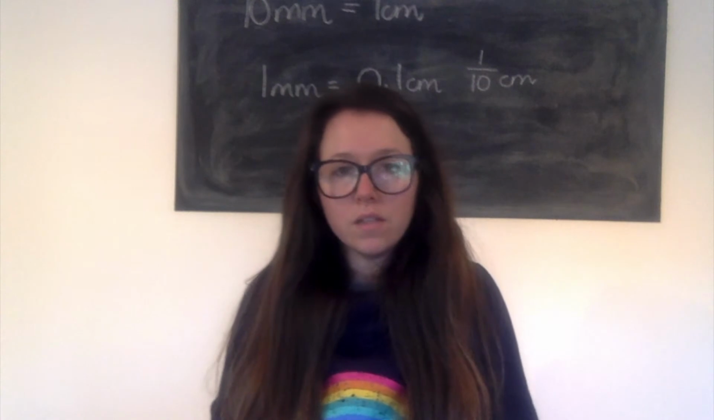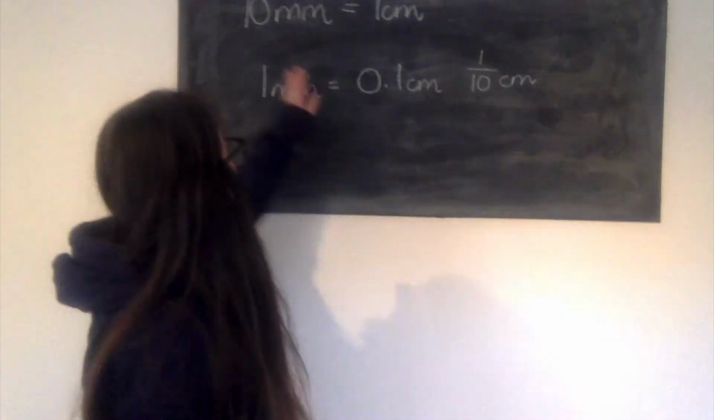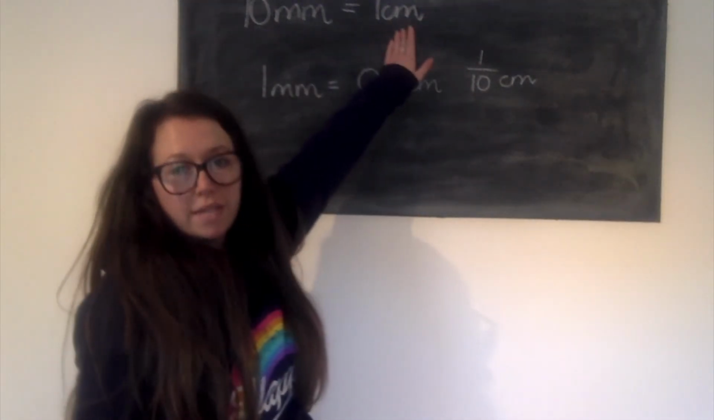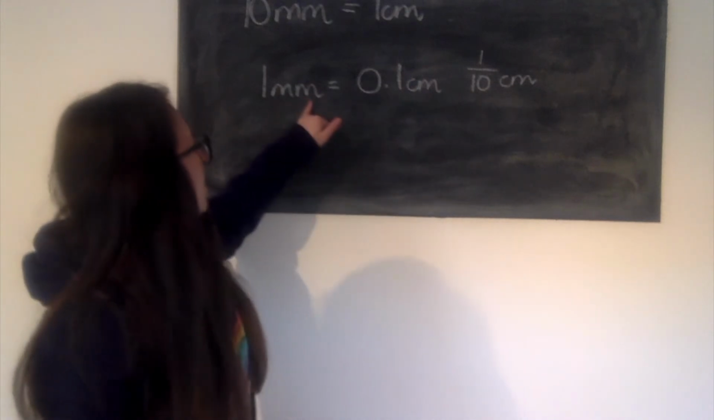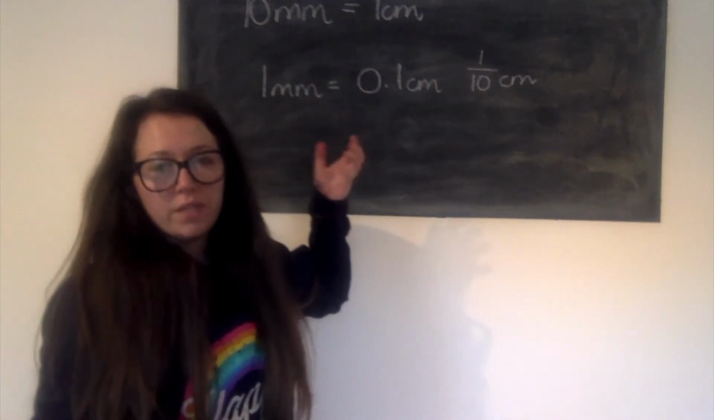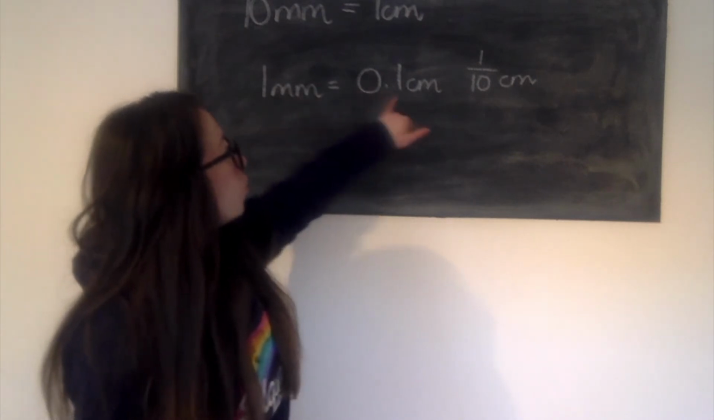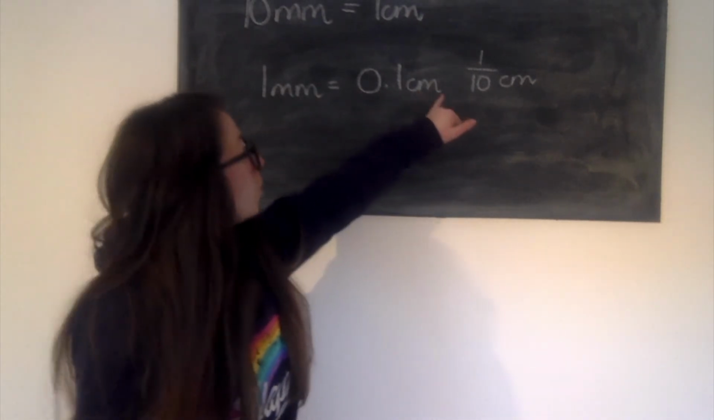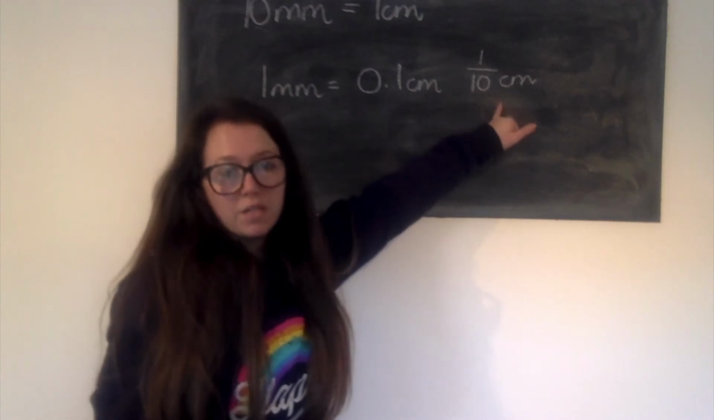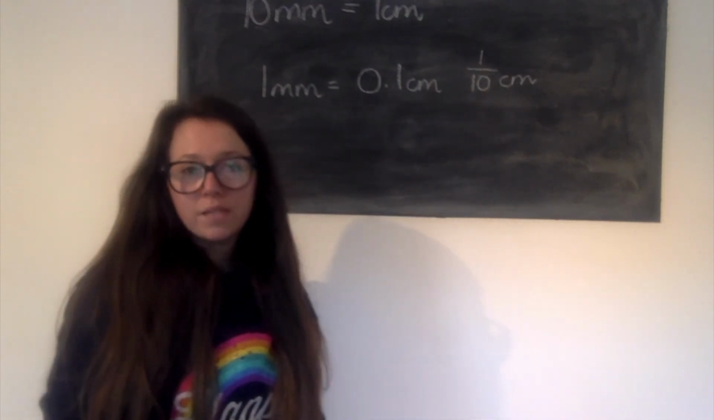So key things to remember. 10 millimetres is equal to the same as 1 centimetre. So that means that 1 millimetre is a fraction of a centimetre, it's not a whole centimetre. So 1 millimetre is equal to 0.1 centimetres, which is the same as a tenth of a centimetre. It's a part of that whole centimetre.